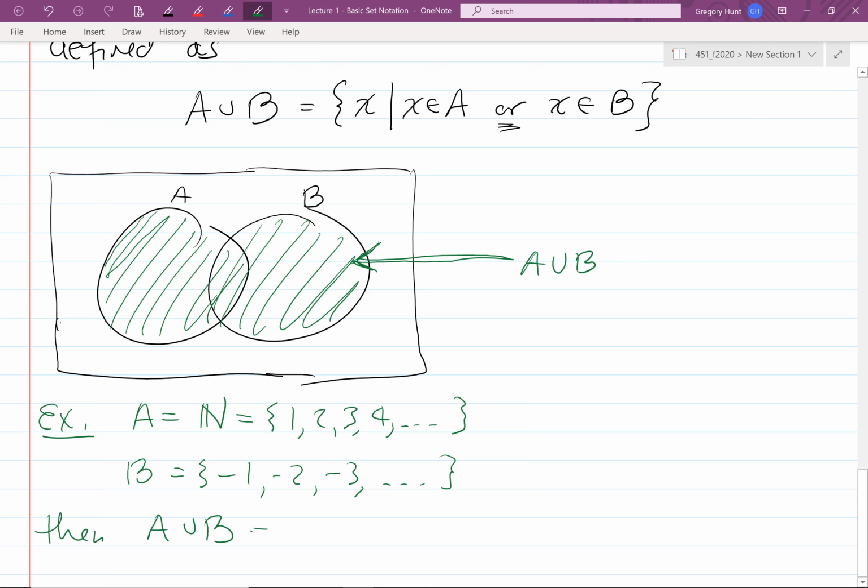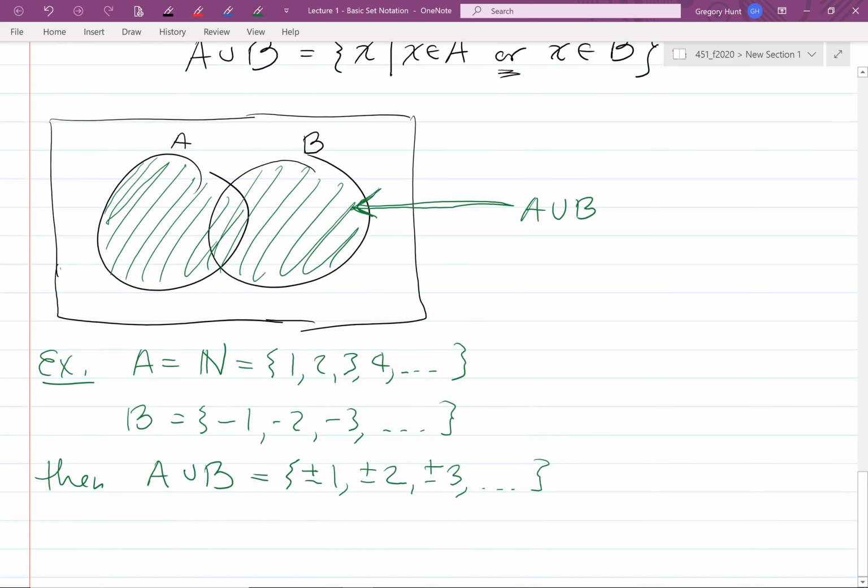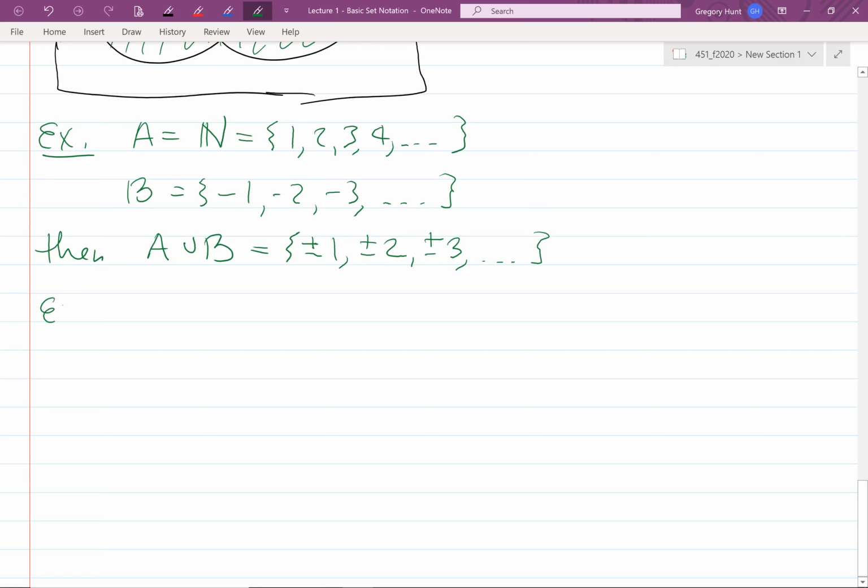A union B is, well, I'm going to write it this way, the set of positive or negative integers, plus or minus 1, plus or minus 2, plus or minus 3, etc. Notice there's no 0 in here, as it happens. More examples. If we take the rational numbers Q and union them with the real numbers, what do we get? We're going to get back just the real numbers. Why? Because, as we said above, the rational numbers Q is a subset of the real numbers.